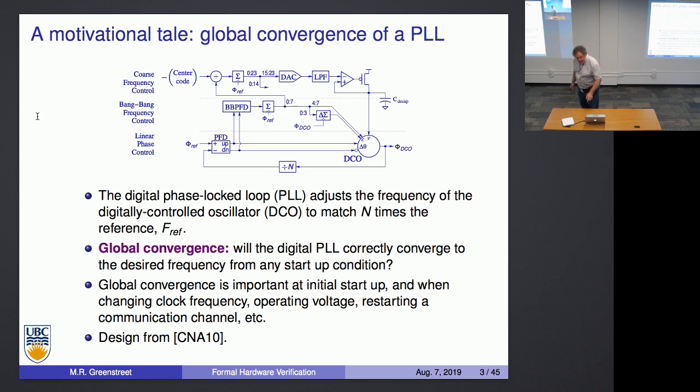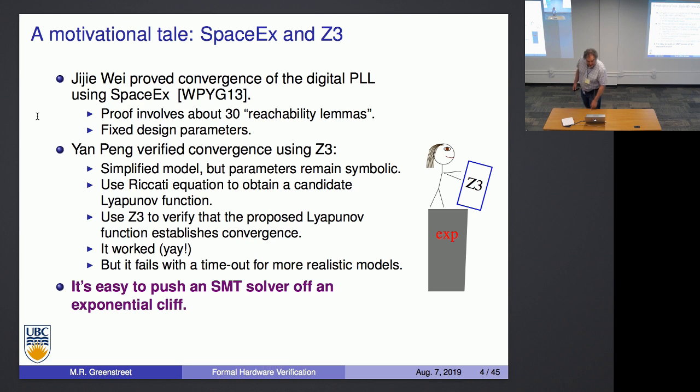Now, we took a look at this, and one of my former students, in her master's thesis, took a look at this design and proved the convergence property using SpaceX. Actually, she proved about 30 different reachability results with SpaceX, and then said, now we can examine those and cobble them all together and show that we've proven the thing. And it has fixed design parameters. So we proved it for one specific set of parameters for all of our devices and components.